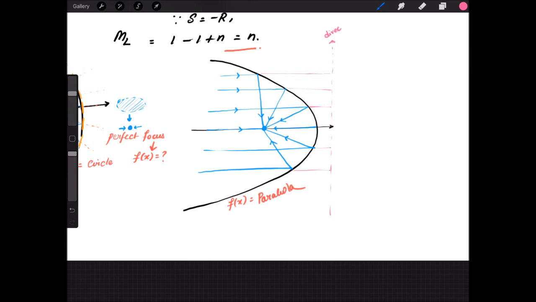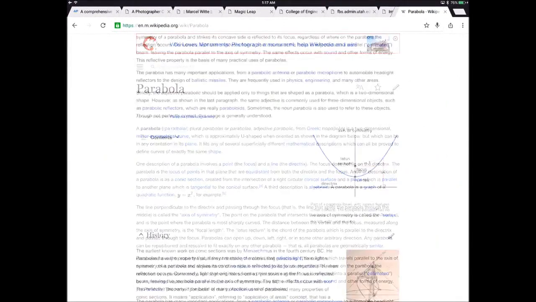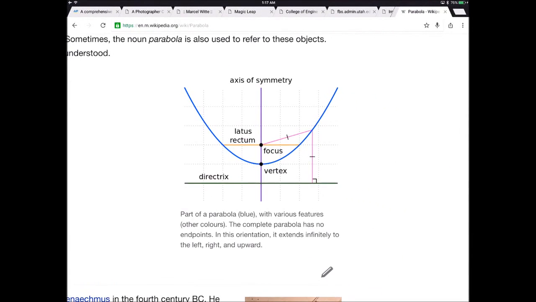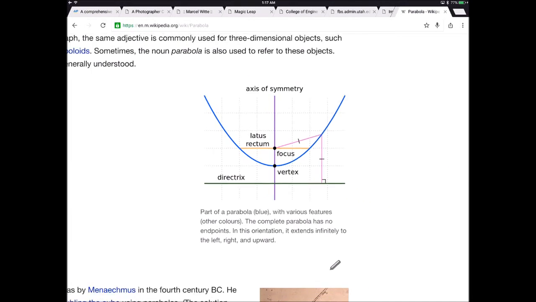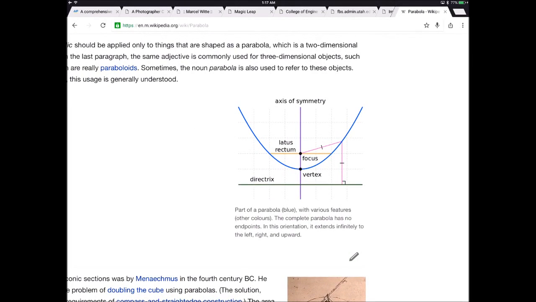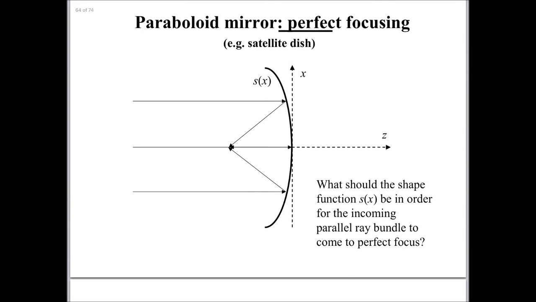Right. Let's quickly look at that. So here is the definition of the parabola. So that is why you can achieve the most perfect focus while using reflection, not in the case of a spherical mirror, but actually in the case of a parabolic mirror. And that is what we are going to see over here. The paraboloid mirror is the case which offers you the perfect focusing.